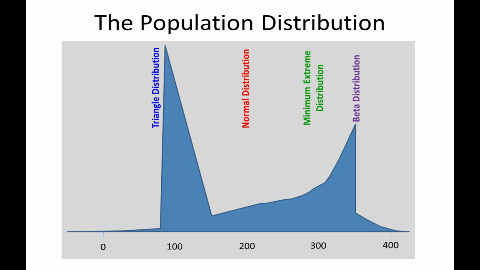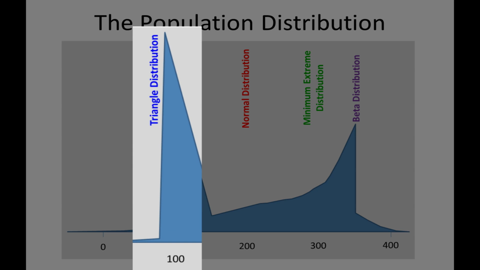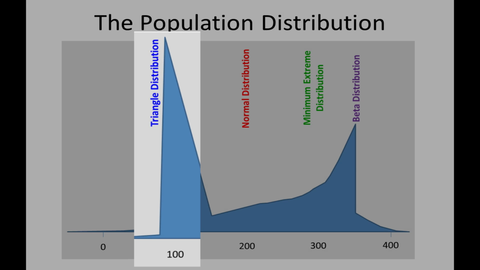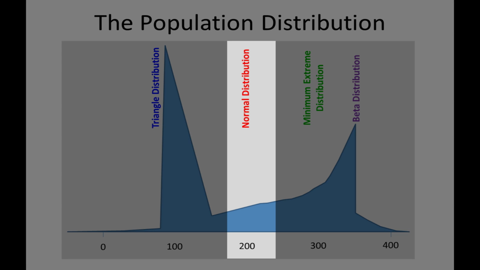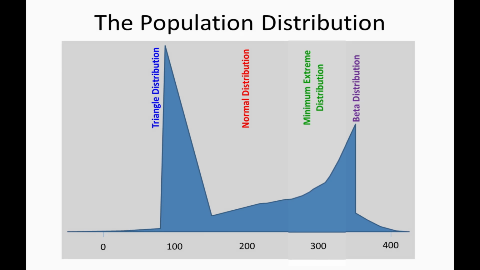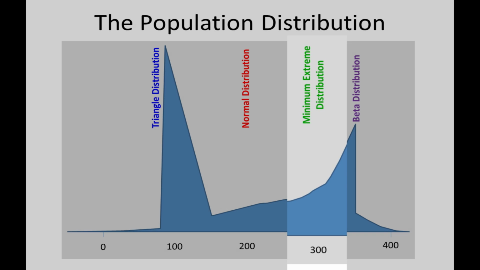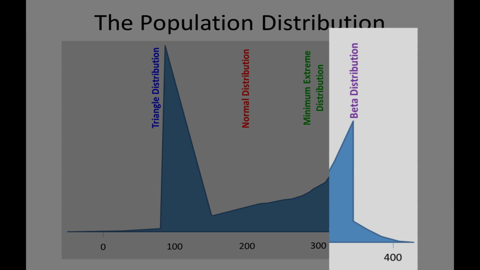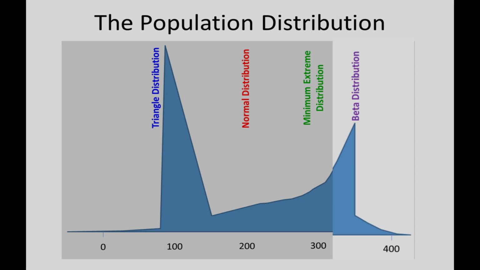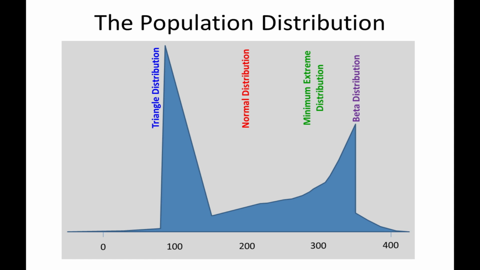Next, I decided that I would like the triangle distribution to dominate the left-hand side of the population distribution and peak at around 100. The normal distribution I would like to peak at 200, the minimum extreme distribution around 300, and the beta distribution around 350. Again, there's nothing magical here. This is just for me to get started.